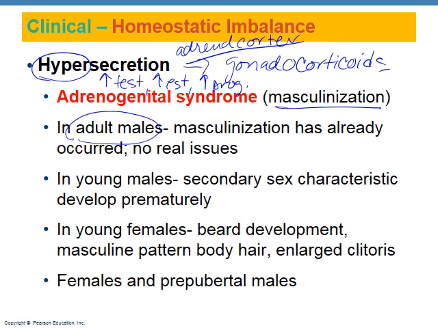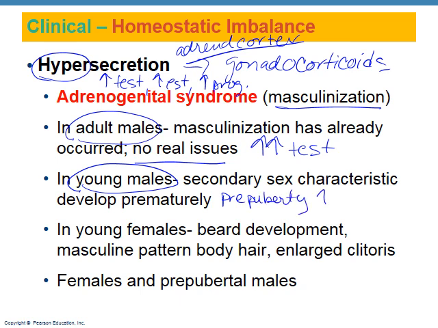So if you're an adult male and all of a sudden you have high levels of testosterone, there's no real issue. But what happens if you're a young male? So say this is pre-puberty. If you're pre-puberty and all of a sudden your adrenal gland starts churning out tons of testosterone, guess what's going to happen? You're going to start developing those secondary sexual characteristics.